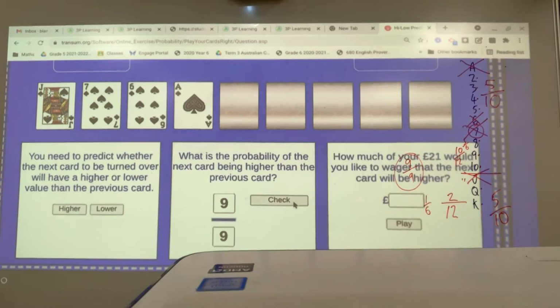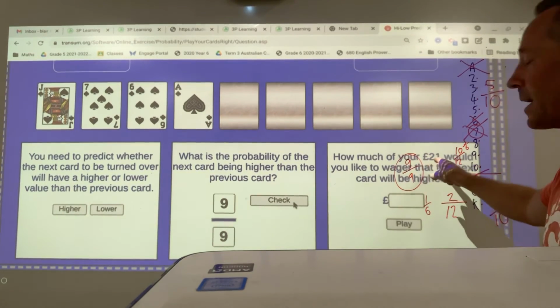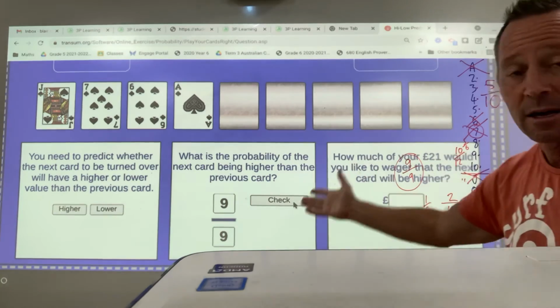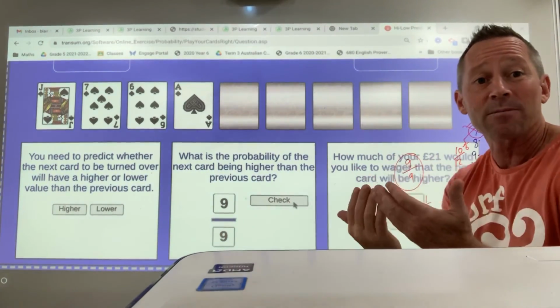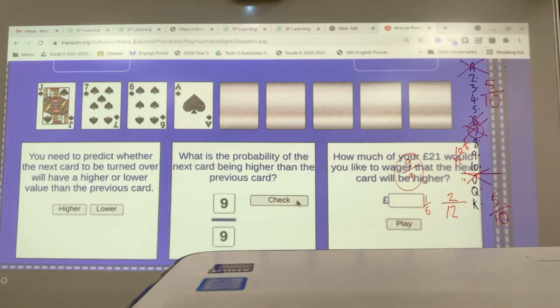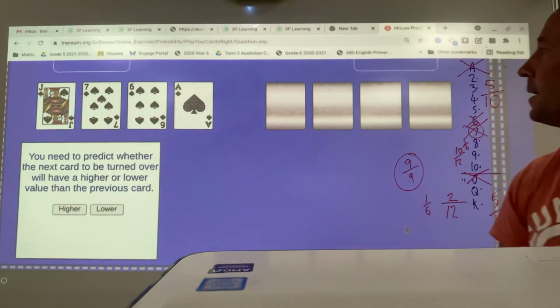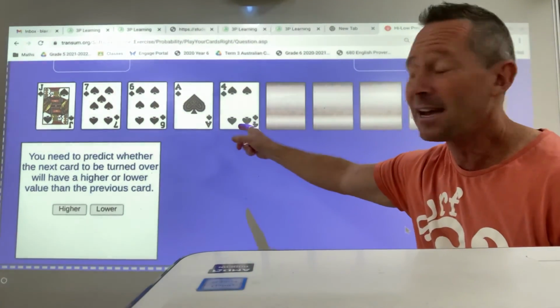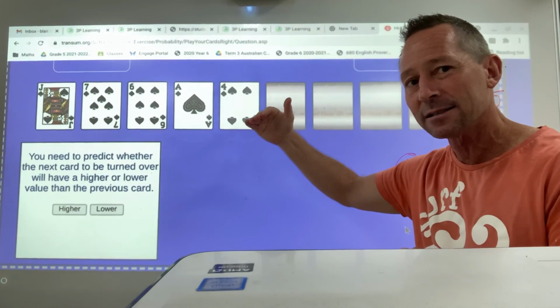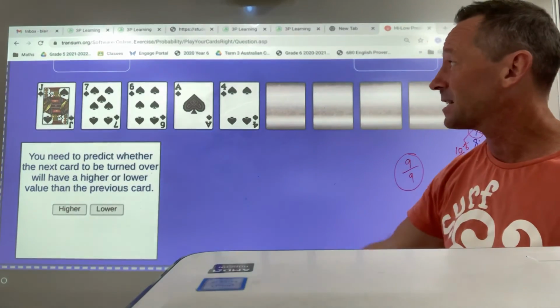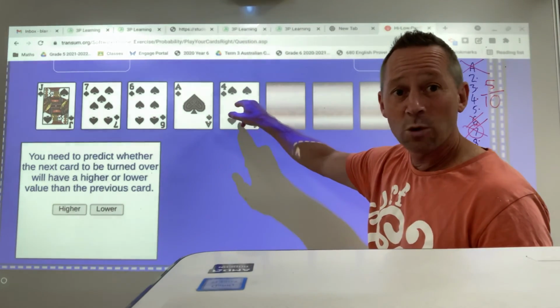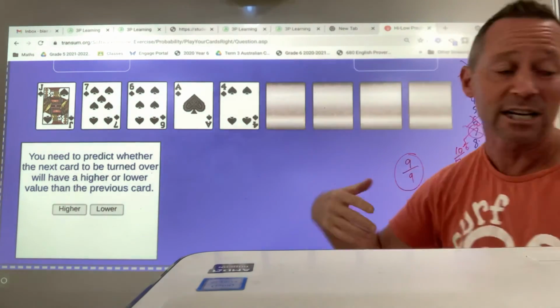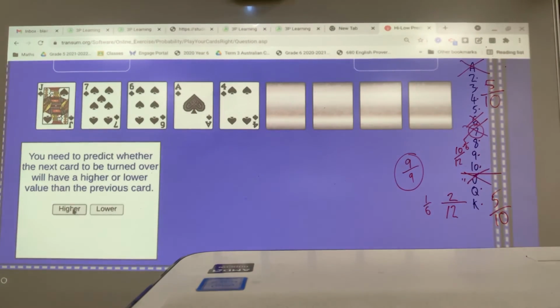Okay, yes. I have 21 points or pounds. How much am I going to risk? I'm going to risk the whole lot because it's a certainty. It's going to happen. So I'll put 21. Play. And it is. And again, because it's a lower card, I've got a pretty good chance of it being higher than this, because the cards that are lower than 4 that are left are 2 and 3. So it's got a good chance of being higher. So I'm going to go higher again.